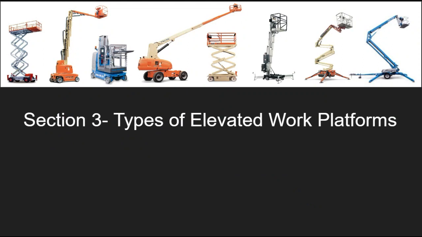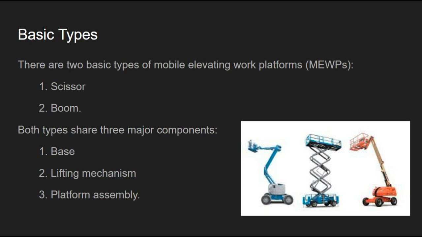All right, section 3, types of elevated work platforms. All right, so you have two basic types of mobile elevating work platforms. You have your scissor and you have your boom. And both of these types share three major components. They have a base, a lifting mechanism, and a platform assembly.